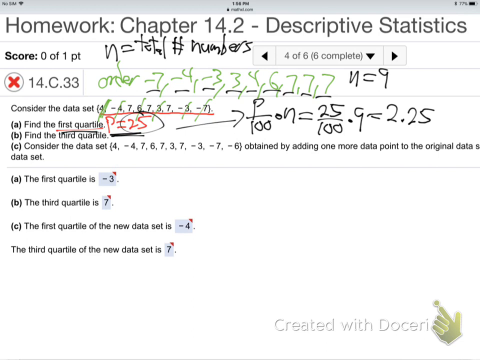Am I racing ahead of you? Good so far? So whenever they asked us to find a quartile, first quartile, we think P is 25, 25% of the way through the data set. So I take P over 100 times N, 25 over 100 times N, N is 9 numbers. Use your calculator, 25 divided by 100 times 9, 2.25. Okay, and then what do we do with that 2.25?